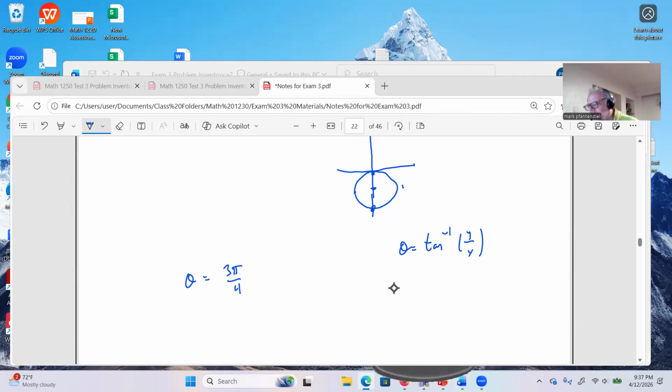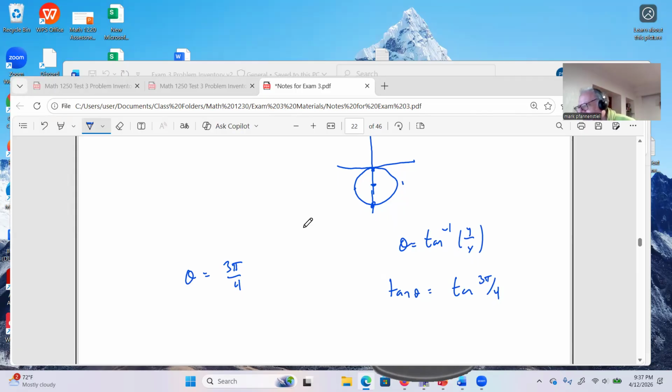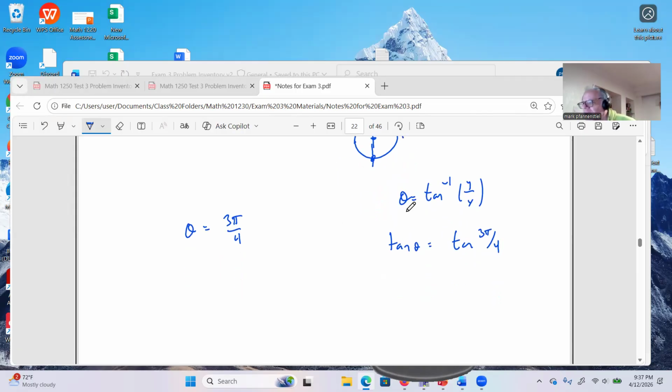Okay, so could I go ahead and take the tangent of both sides here? So I could say that tangent of theta would be the tangent of 3 pi over 4. That might work, but we could go ahead and look at it that way. Okay, so let's see here. Oh, no, we don't have to do that.